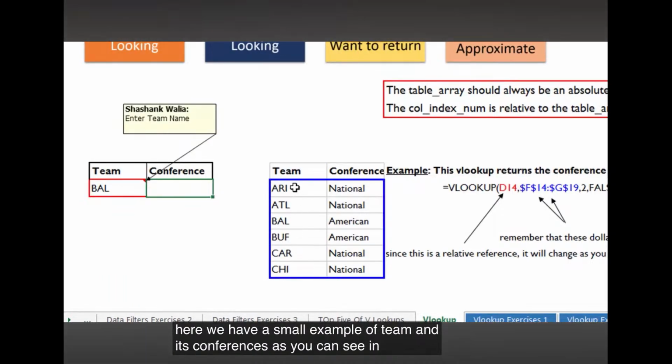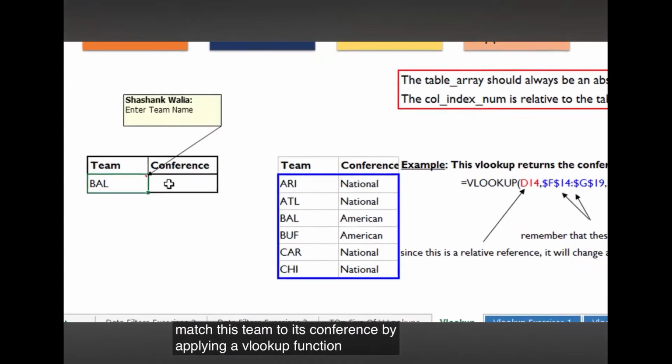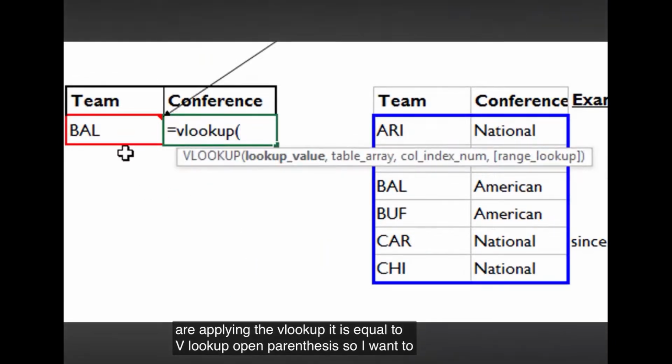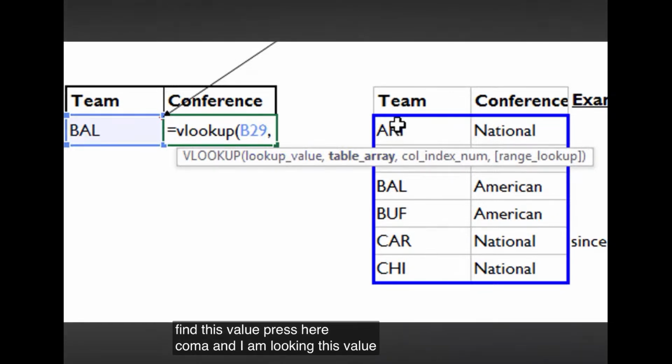And to understand it more clearly, here we have a small example of team and its conferences. As you can see, in one column we have teams and in another column we have its conference. So I want to match this team to its conference by applying a VLOOKUP function. So here we are applying VLOOKUP: equal to VLOOKUP, open parentheses. So I want to find this value, press here, comma, and I am looking for this value in this table array.